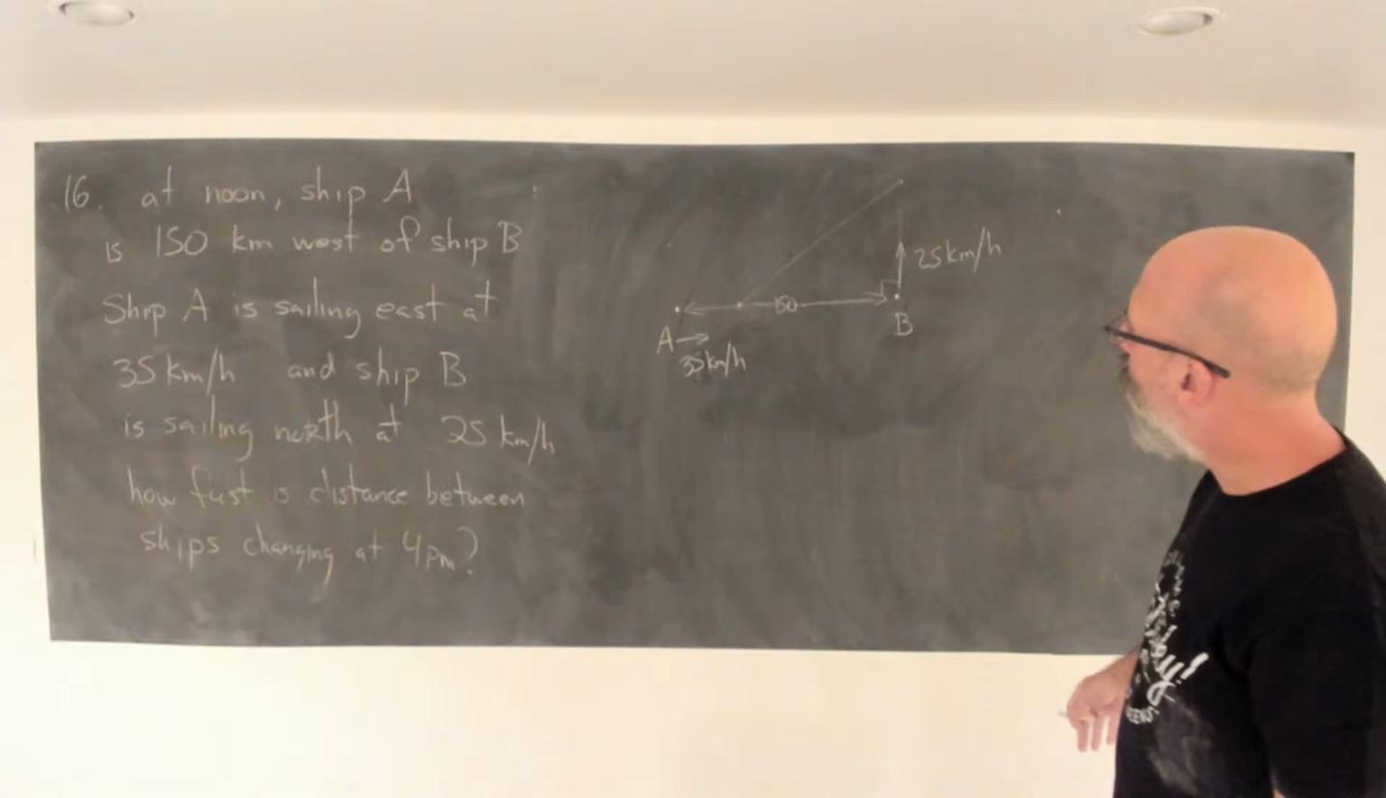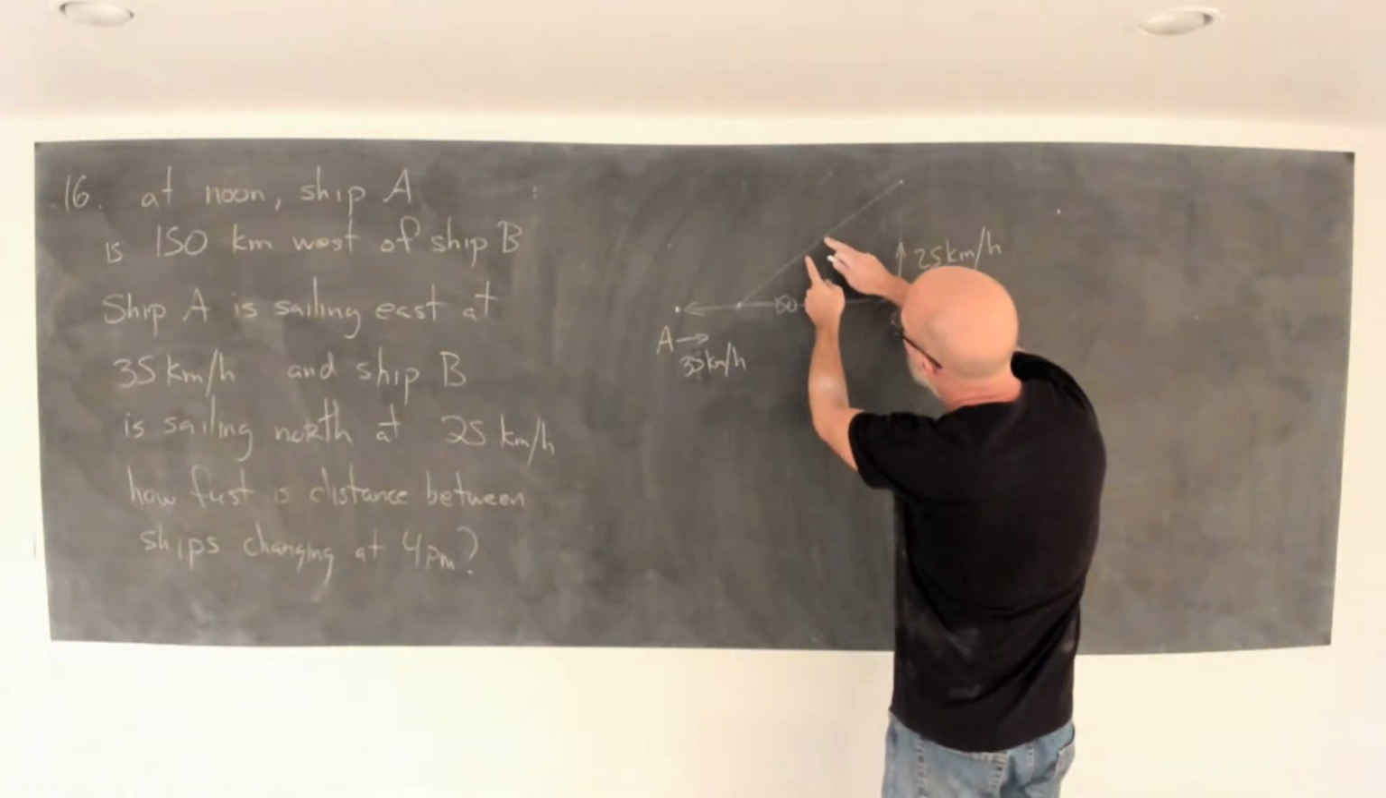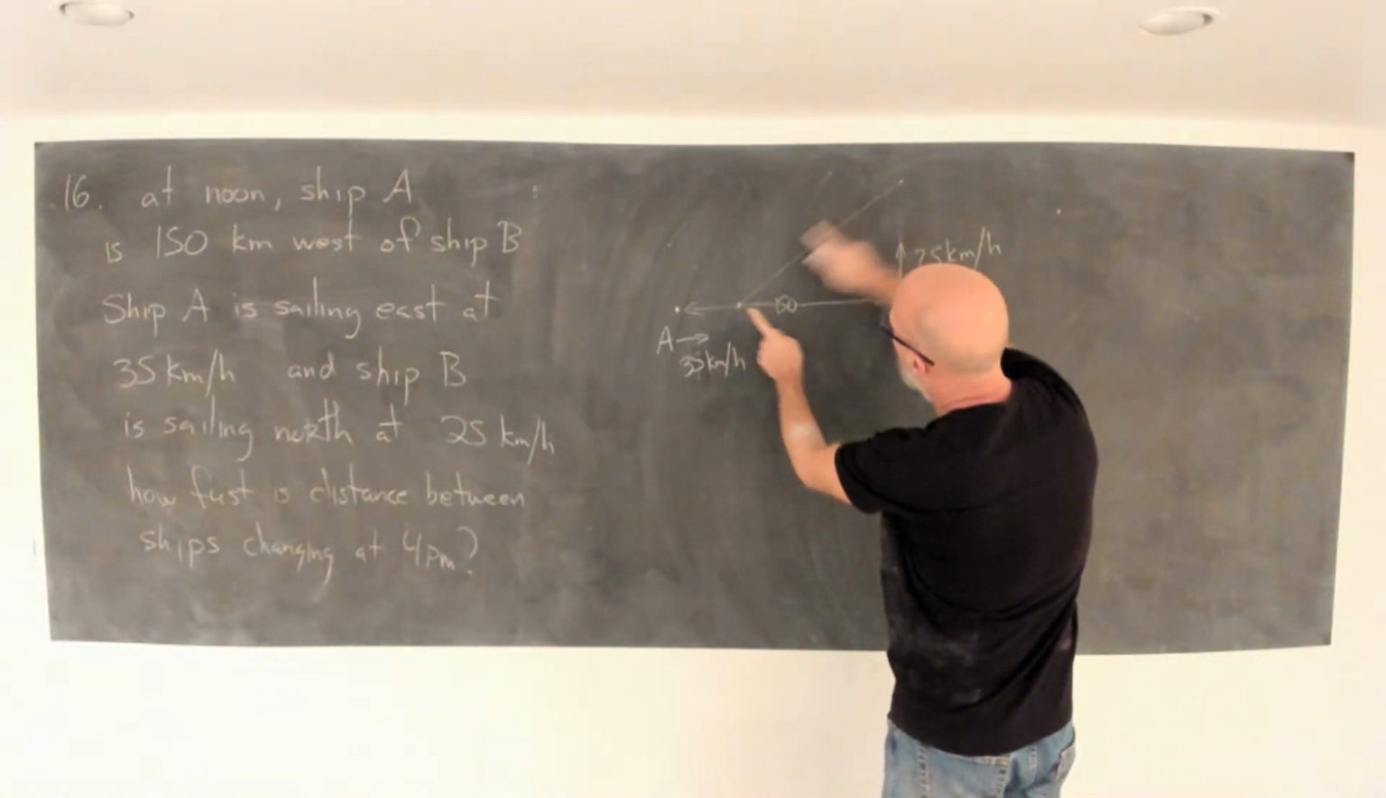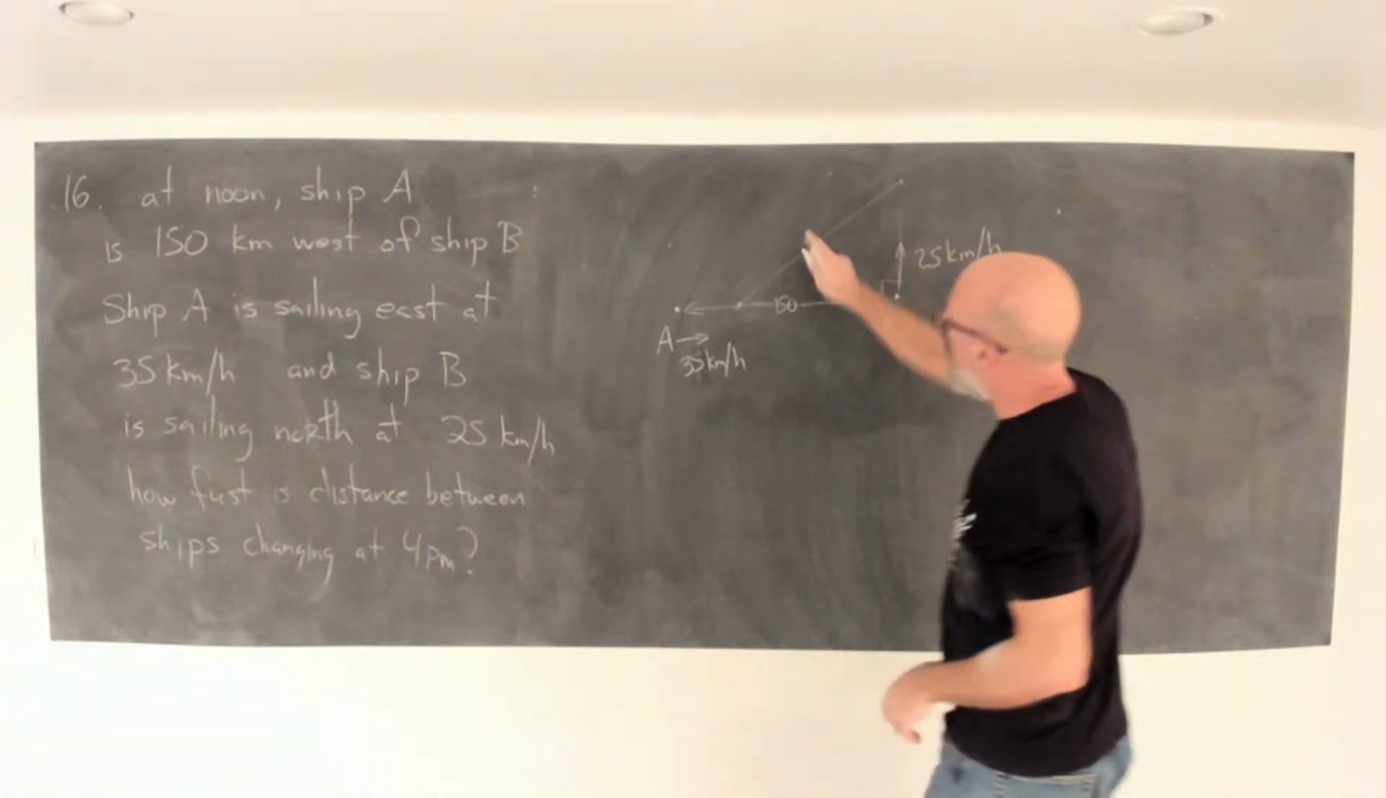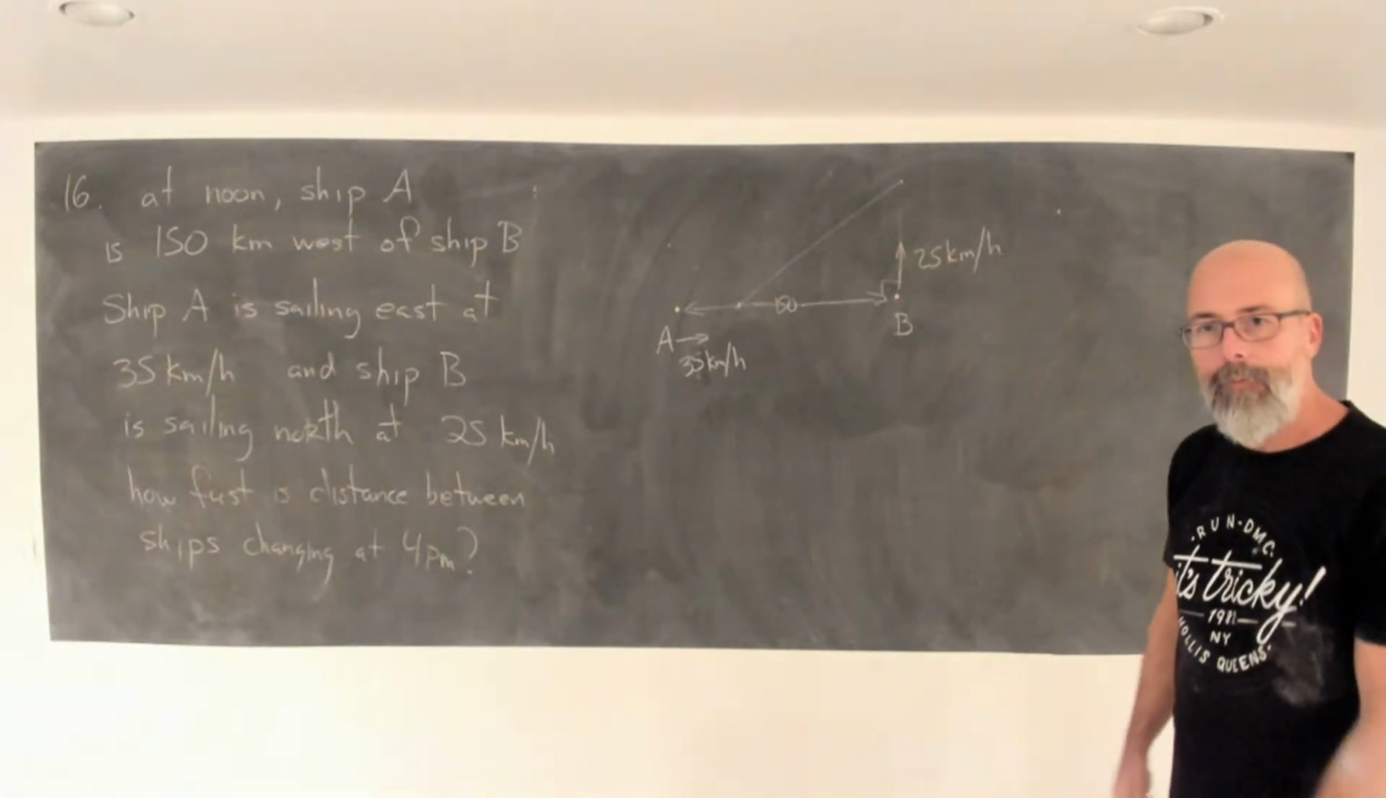And what are we looking for? We're looking for the rate of change of the distance between the two. So we're looking for the rate of change of the hypotenuse.